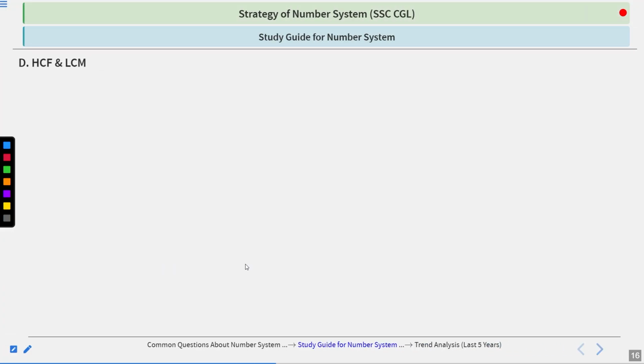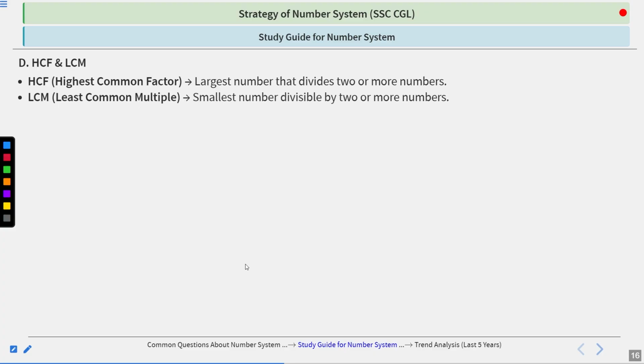Now the next one is D, which is HCF and LCM. We know that HCF is the highest common factor. It means the largest number that can divide two or more numbers is called the highest common factor. LCM is the least common multiple, the smallest number which is divisible by two or more numbers.